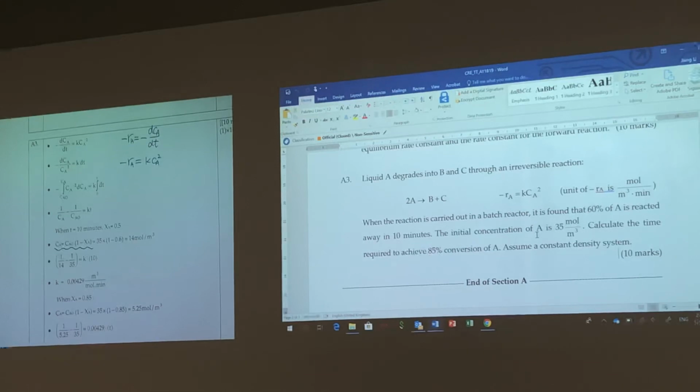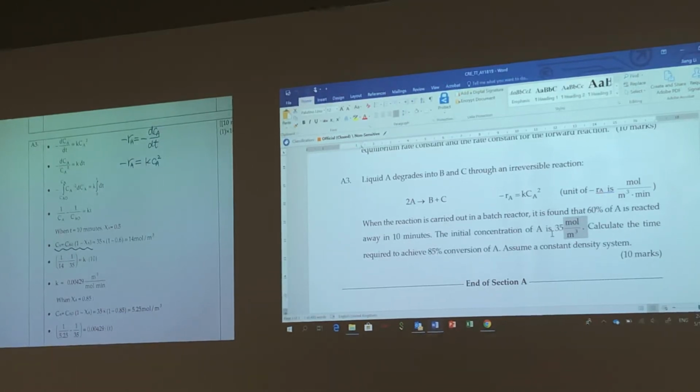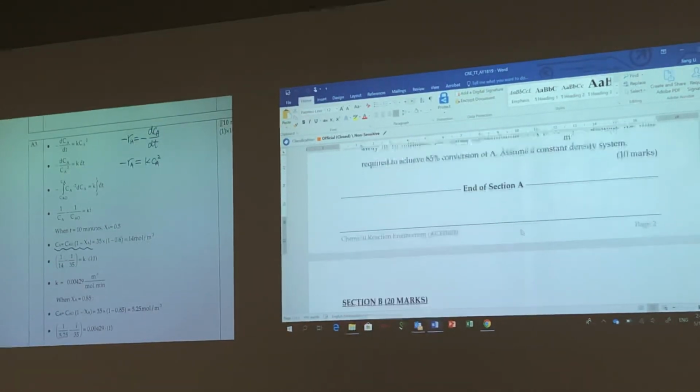Please also be careful with the units. The unit given here is mole per meter cube for concentration. Any questions? Can we move on?